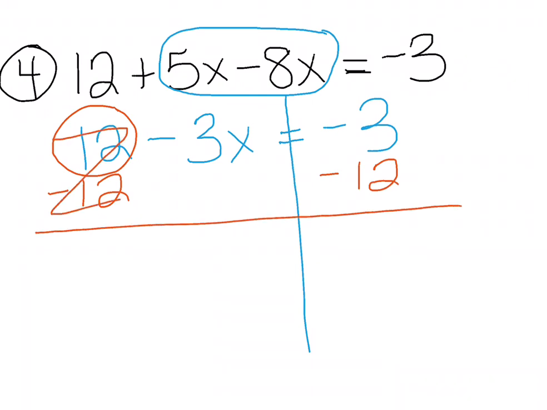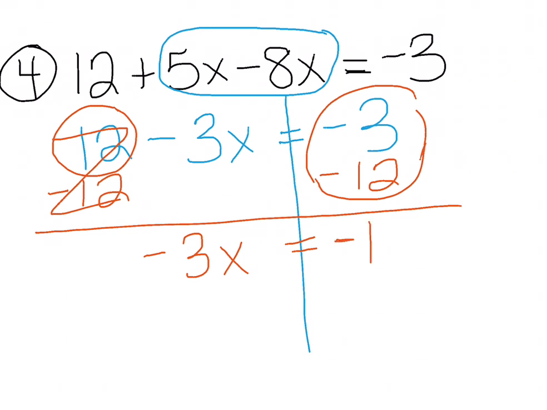This cancels. So I'm left with negative 3x is equal to, and we have negative 3 plus a negative 12. So negative 3 plus a negative 12, since they're both the same signs, you're going to add them, and you get a negative 15.